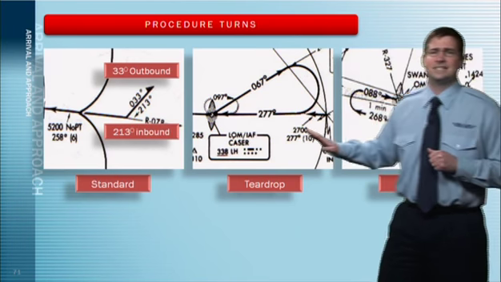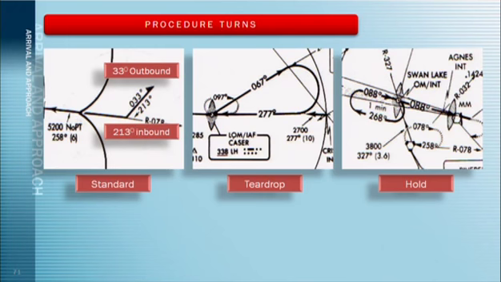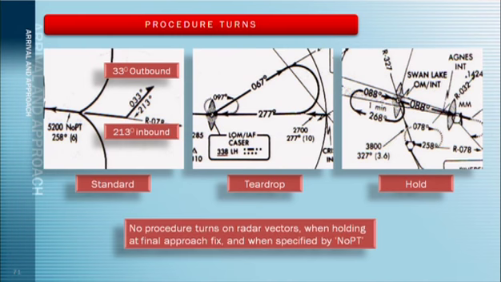Now, we also have a standard holding pattern that you can see right here, which is useful for aligning the aircraft with the final approach course at just the right altitude. There are no procedure turns while on radar vectors, or when holding at a final approach fix, or when specified by "no PT" on a chart.